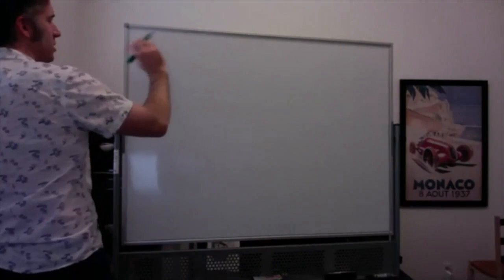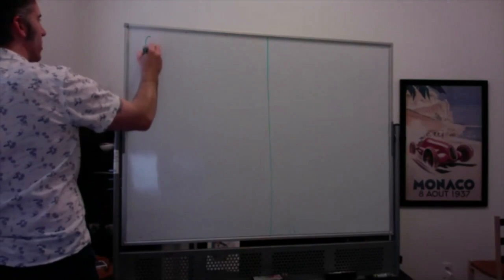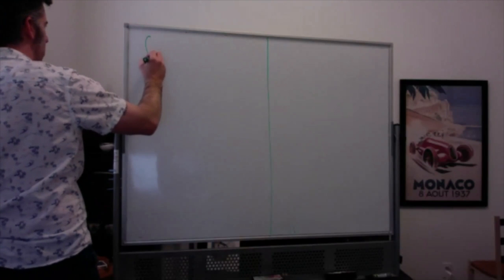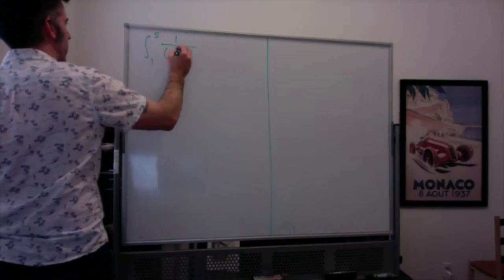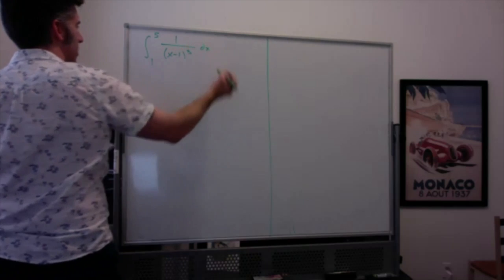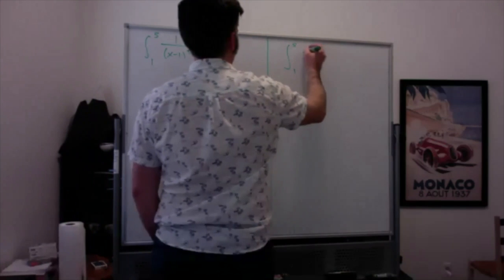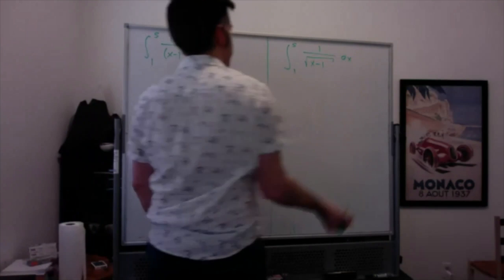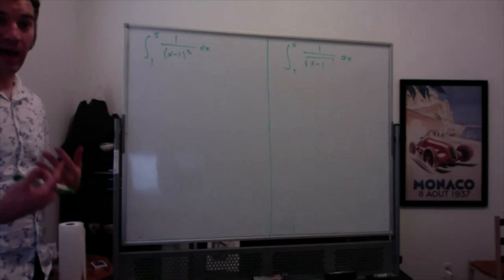Okay, let's do 1 or 2 more. In fact, actually, let's do 2 side by side. Talk about how they are different. Let's do the integral from 1 to 5 of 1 over (x minus 1) cubed, versus the integral from 1 to 5 of 1 over the square root of x minus 1. Okay, both of these are problematic at 1.